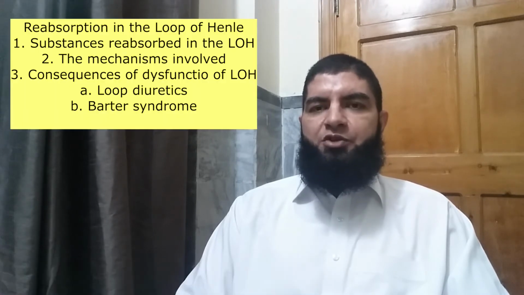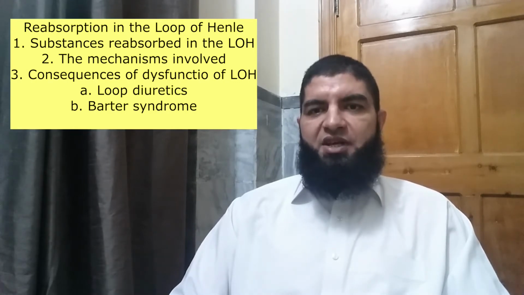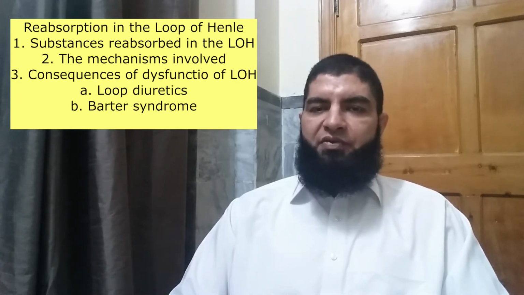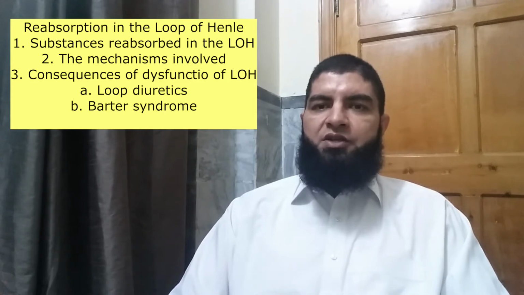This is a continuation of our previous discussion about reabsorption in different parts of the nephron in the kidney. Today we will discuss the reabsorption in the loop of Henle, and the discussion will mainly focus on the type of substances reabsorbed in the loop of Henle, the mechanisms involved in each case, and the consequences of dysfunction of the loop of Henle. So let's move to the drawing board and make a start.